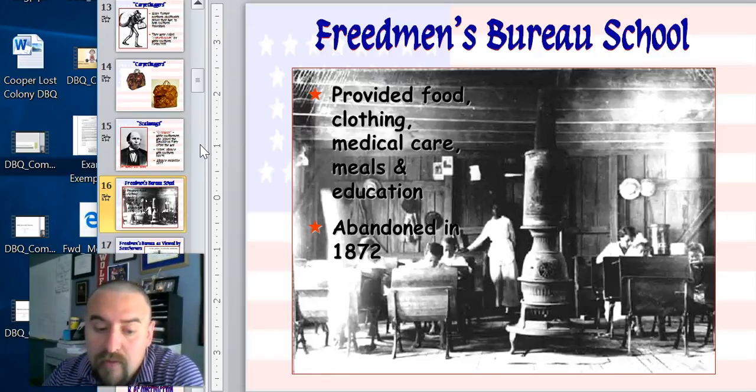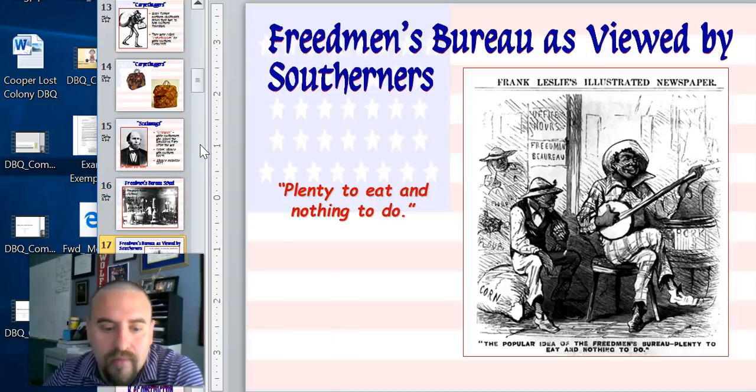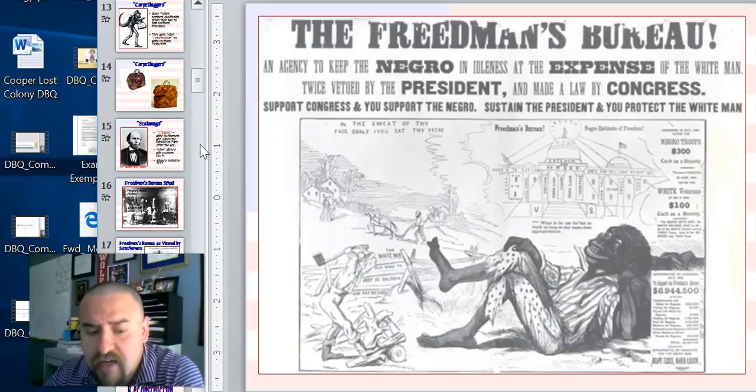However, it is going to be opened up to poor whites as well. However, think about racial attitudes. Not a lot of poor whites are going to take advantage of this either because of the racial connotations there. It is going to be abandoned in 1872 before Reconstruction completely ends, and the next couple of slides reflect why. Even in the North, it's going to be perceived as giving former slaves plenty to eat and nothing to do. They're not working, and they're just getting free stuff from the government. You can kind of see how that morphs into some racist stereotypes as well.